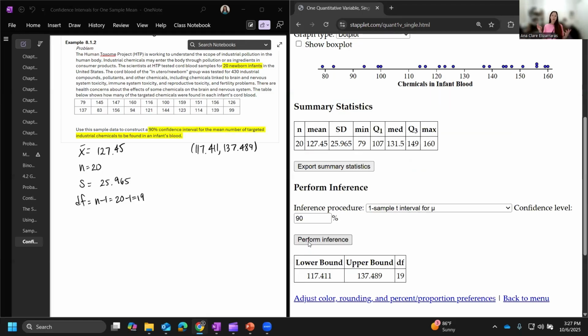Now we haven't checked conditions. We could interpret this and be on our way, but we do need to check conditions. We'll get there in our next session. We're going to talk about how we perform inference appropriately. But right here, we have our interval.